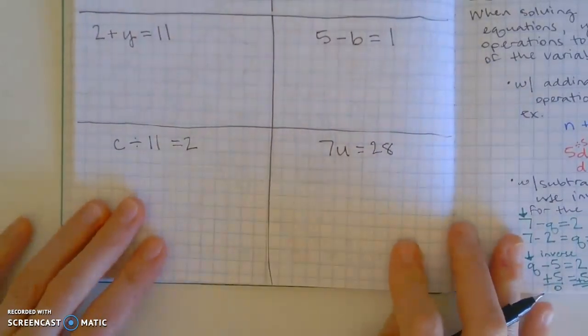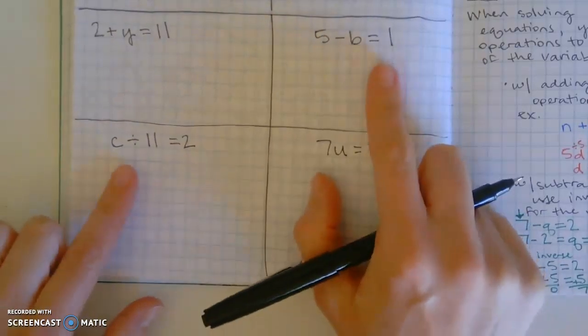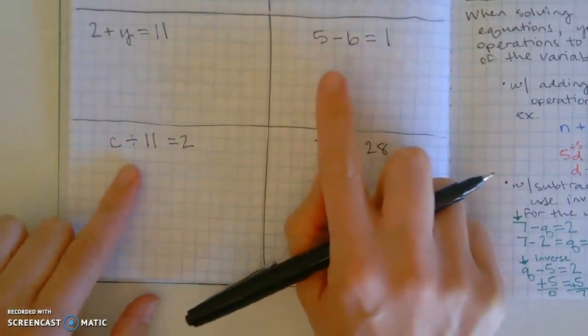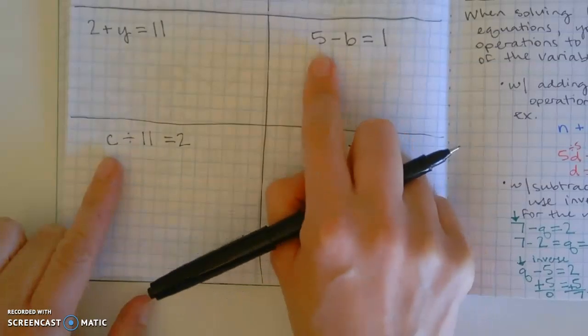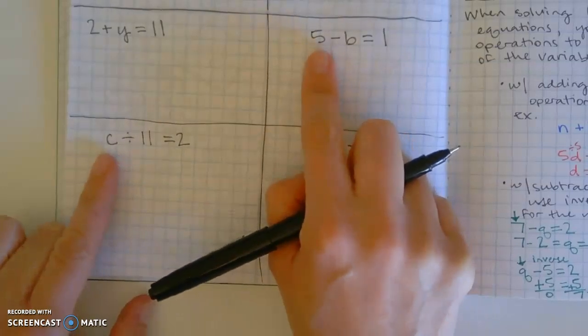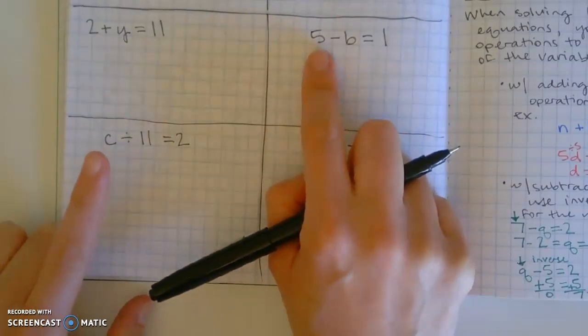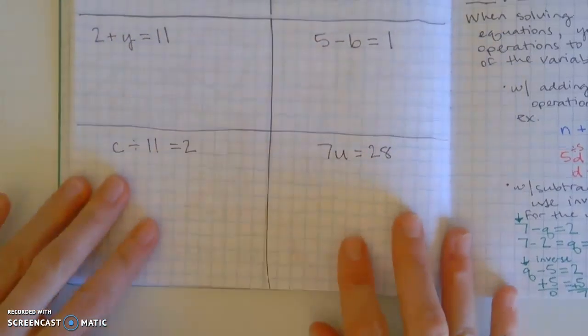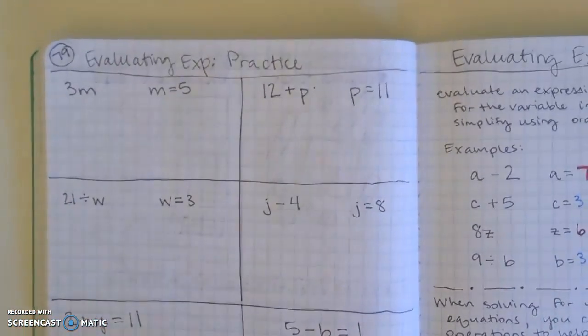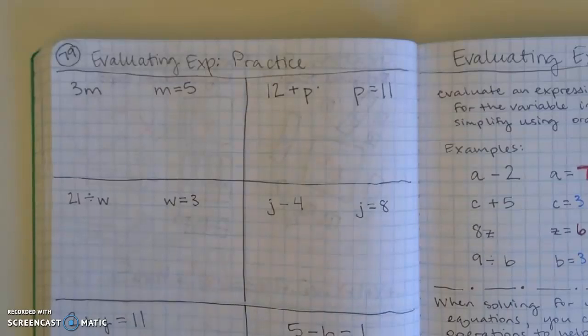Okay? So with our subtraction and division ones, be thinking, am I going to have to use an inverse operation? Looking at that first number. If it's a number, what am I going to do? And if it's a variable, what am I going to do? Okay. So let's go back to these and solve these real fast.